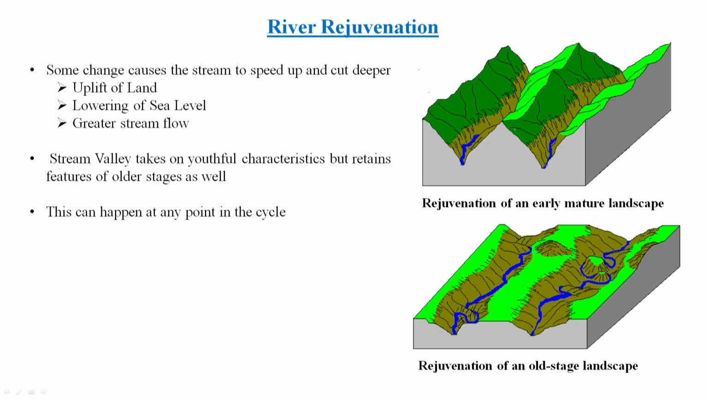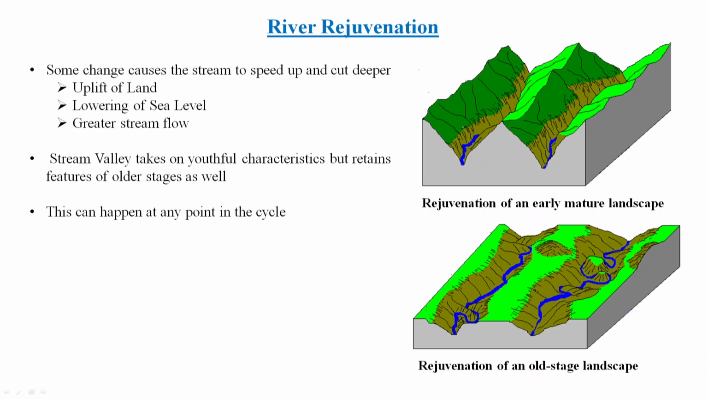Finally, river rejuvenation. Some changes might cause the stream to steepen and cut deeper. This is referred to as the rejuvenation of a river. Uplift of land, lowering of sea level, or greater stream flow might induce this kind of change. The stream valley takes on youthful characteristics but retains features of older stages as well. So you can see when an older river is gaining some characteristics of its youthful stage.